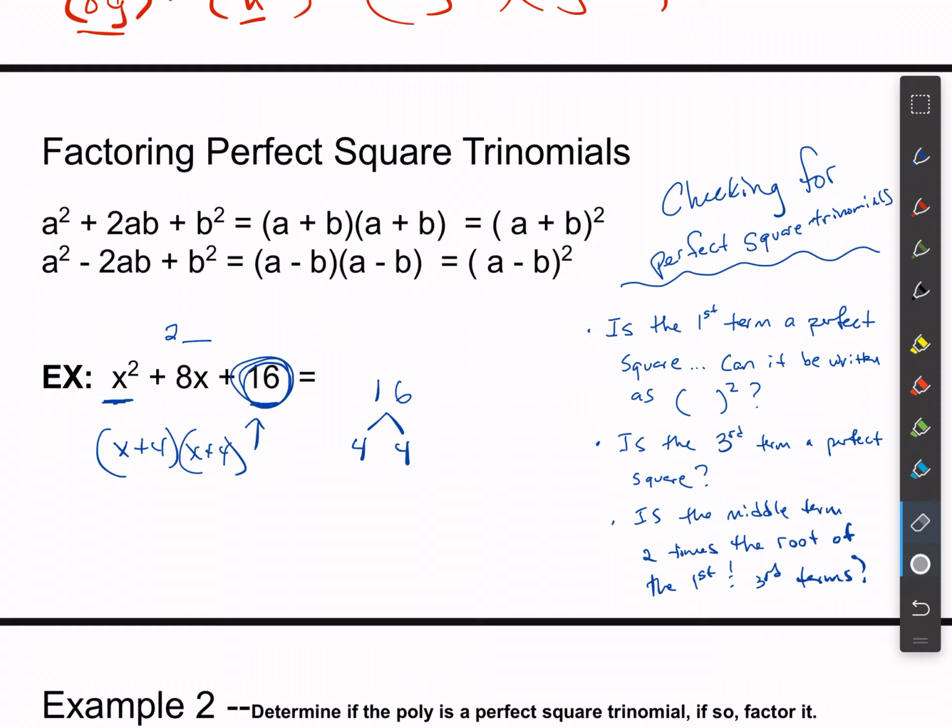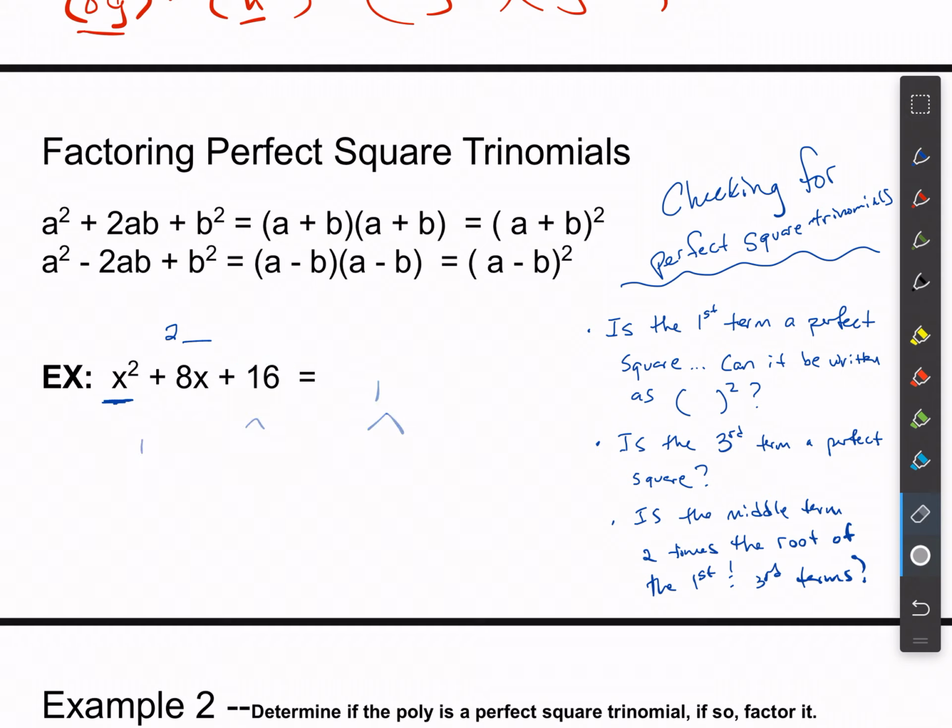So now I'm going to erase that, and let's go back and use the new strategy. The new strategy says this. If the first term is a perfect square, if the last term is a perfect square, and the middle term is 2 times those roots, then we know that the factors are the square root of the first one, the square root of the last one, using the sign that is in between. So this would be x plus 4 squared, or x plus 4, x plus 4.